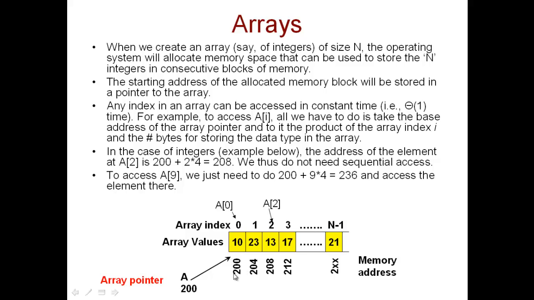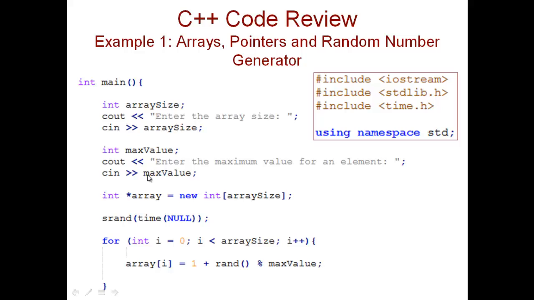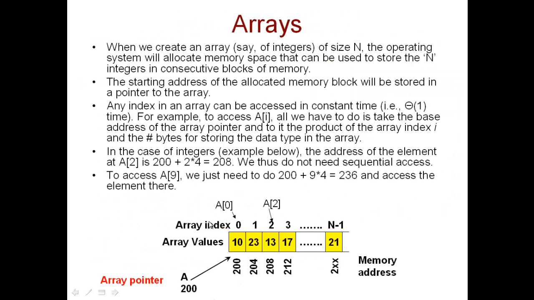which is say 200, and I came up with this number. So in memory you will have a 32-bit memory address, and that will be the starting address, some address allocated by the operating system. So this array pointer, which is this name array in this code here, is storing the base address or the starting address. The base address is basically the address of the first index, which is index 0. So that's 200 in this example here.